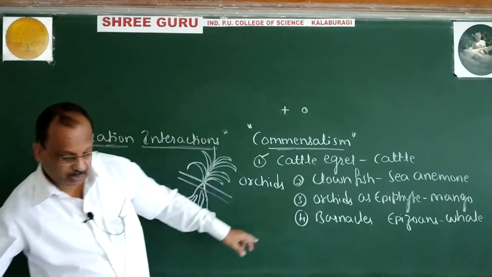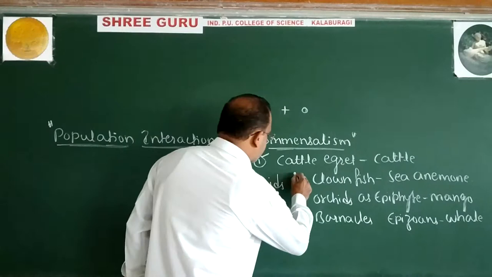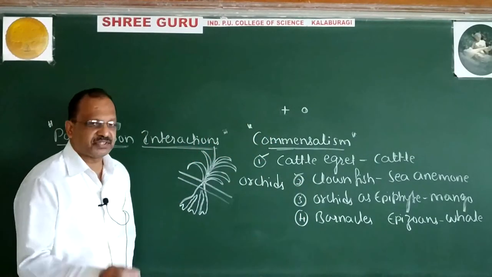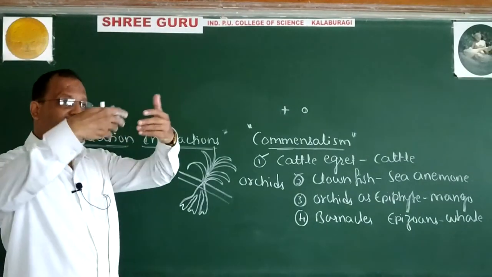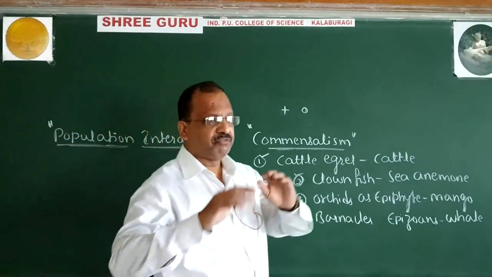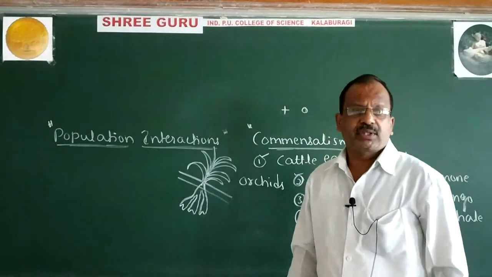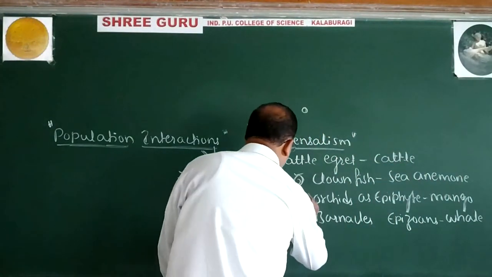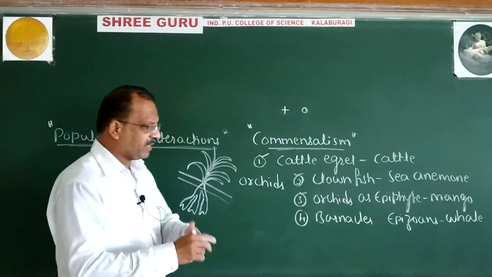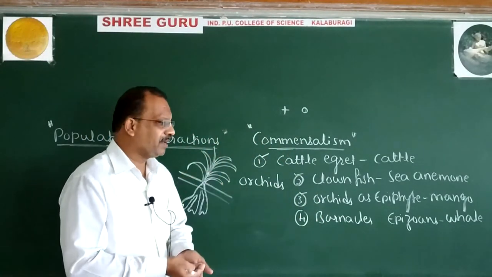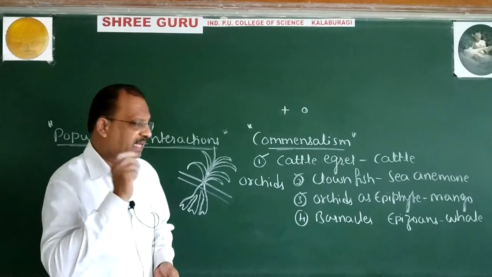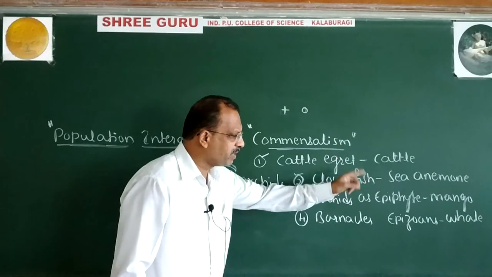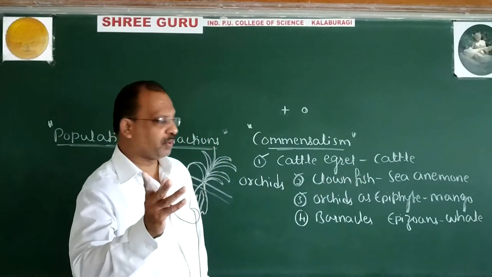Next, third example. Orchids as an epiphyte on mango trees. Epiphytes are the plants which grow on another plant without causing any harm to the supporting plant. One such example is orchids as epiphytes. They will grow on the branches of mango tree. Here benefit is there for the orchids, but there is no benefit nor loss for the mango tree.